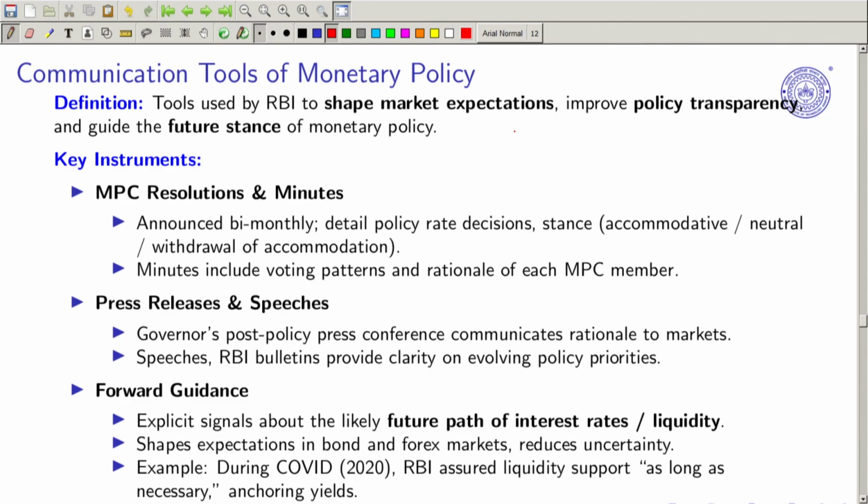So here we have the Monetary Policy Committee resolution. If you see the frequency, it is announced bi-monthly, and the policy rate decisions are always considered. Based on the bi-monthly announcements, we often see how the policy decisions happen, and whether those policy decisions are accommodative, neutral, or non-accommodative. So here you have to understand two things.